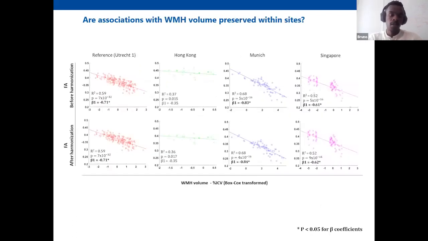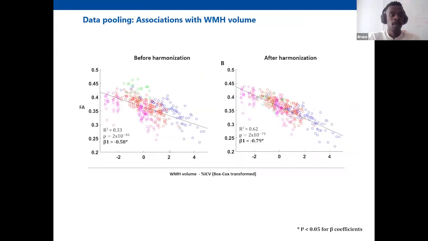For the next slide, I'm also showing you here associations with white matter hyperintensity volume. We observe exactly the same thing. Before and after harmonization, the relationship that we find between diffusion metrics and other markers is maintained. So now we can pull this data into a single larger data set in order to look at the same relation, but with a higher statistical power, which is what I'm showing you in the next slide.